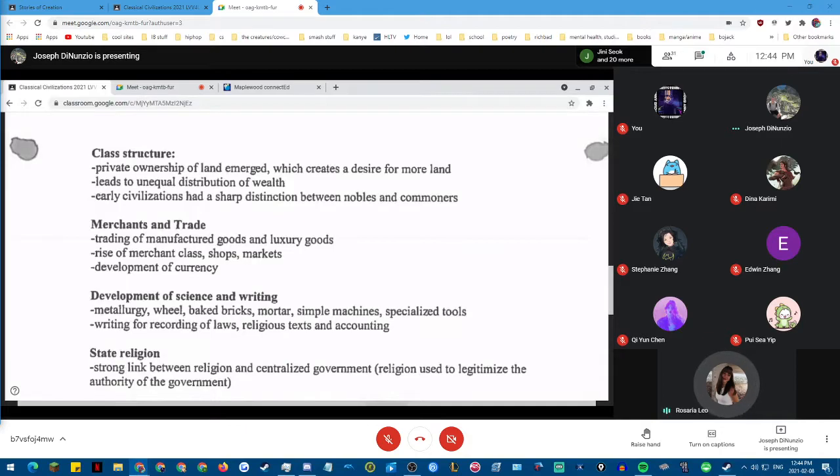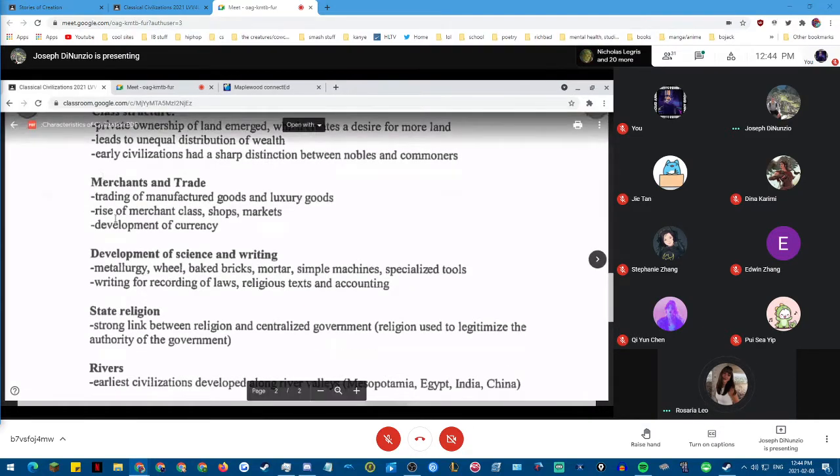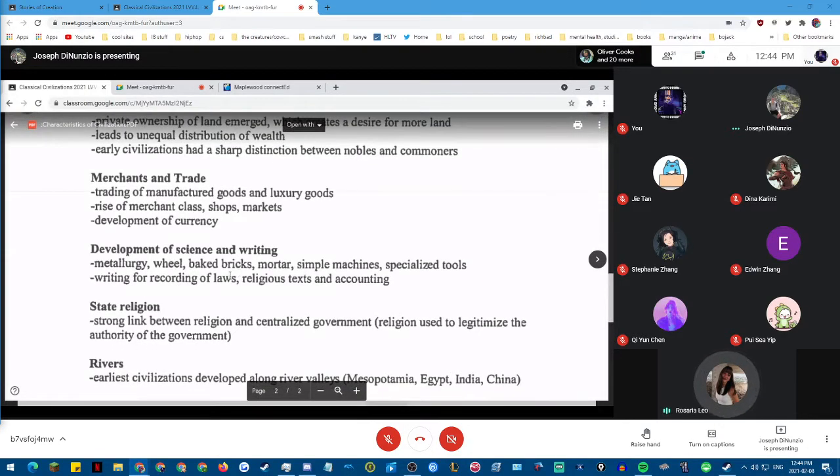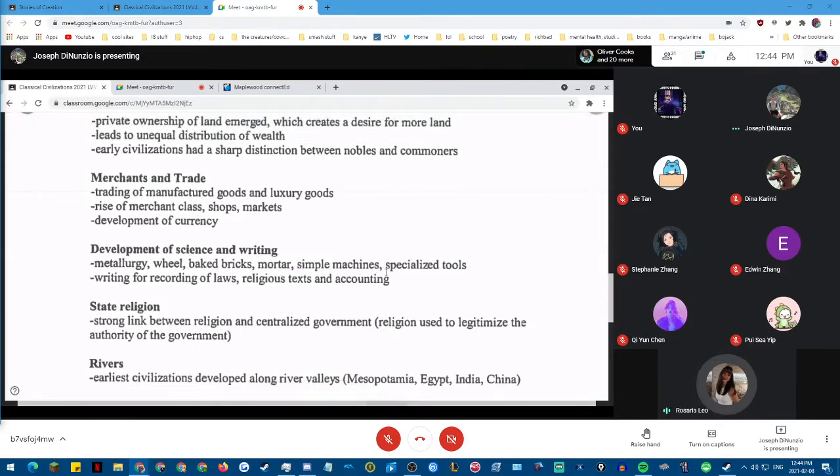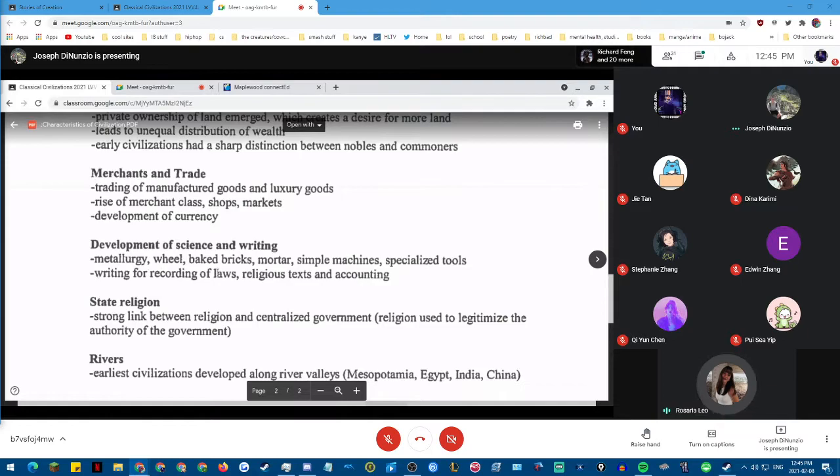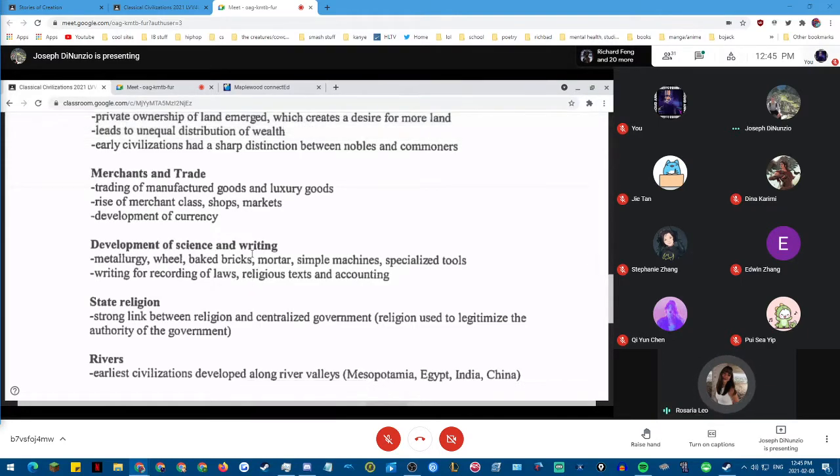Class structure. Private ownership of land emerged, which creates a desire for more land and leads to the unequal distribution of wealth. Early civilizations had a sharp distinction between nobles and commoners. Merchants and trades: trading of manufactured goods and luxury goods. Rise of merchant class, shops and markets. Development of currency. Development of science and writing: metallurgy, wheel, baked brick, mortar, simple machines, specialized tools. Writing for recording laws, religious texts, and accounting.